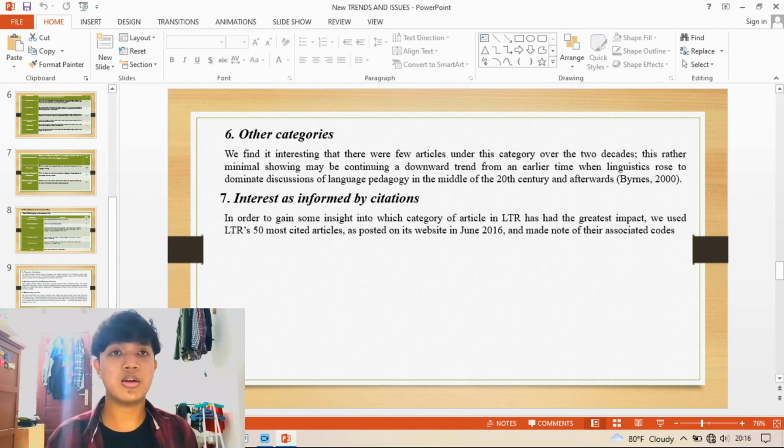Number 6, other categories. We find it interesting that there were few articles under this category over the 2 decades. This rather minimal showing may be continuing a downward trend from an earlier time when linguistics rose to dominate discussion of language pedagogy in the middle of the 20th century and afterwards. The last one, number 7, interest as informed by citation. In order to gain some insight into which category of article in LTR has had the greatest impact, we used LTR's 50 most cited articles as posted on its website in June 2016 and made note of their associated codes.